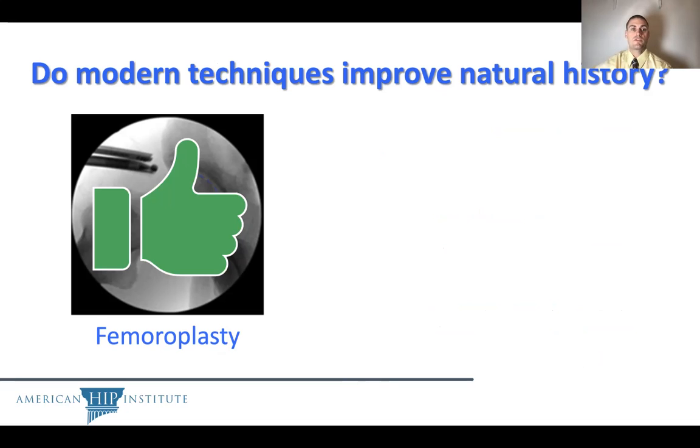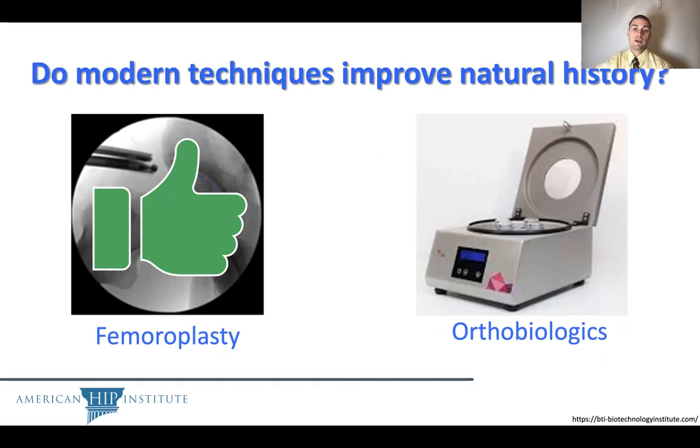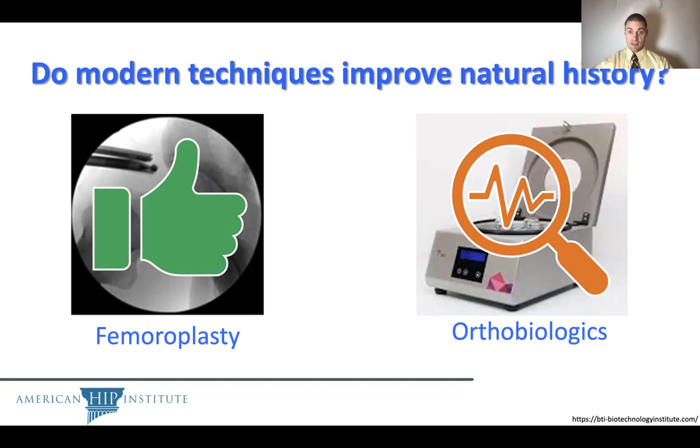So going back to the original question, do modern techniques improve the natural history of patients with CAM-type FAI? For femoroplasty, we said yes, there was evidence to support that it does improve the natural history of these patients. In contrast, for orthobiologics used for the concomitant cartilage injuries, at the current time, there isn't strong evidence to support their usage. There's some promising results from some of the early studies, but we need additional studies prior to making any definitive conclusions. And this may be one of the next frontiers in treatment of patients with CAM-type FAI to improve their outcomes.